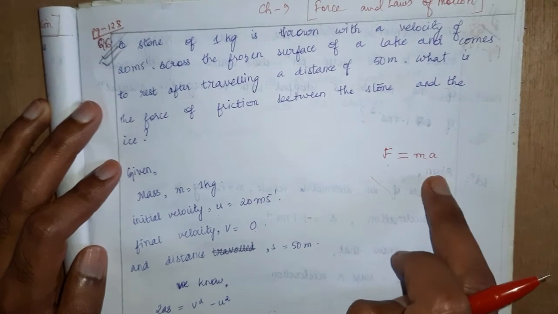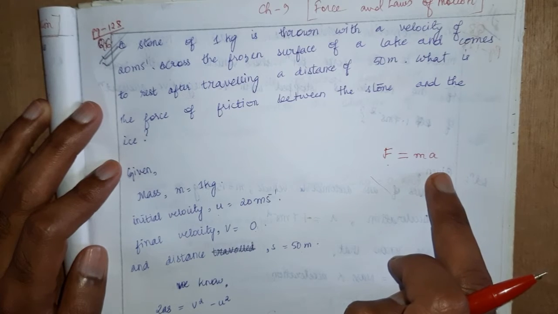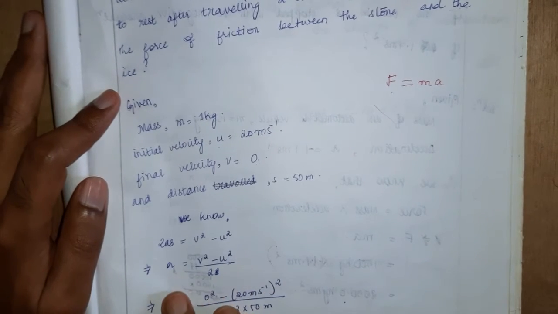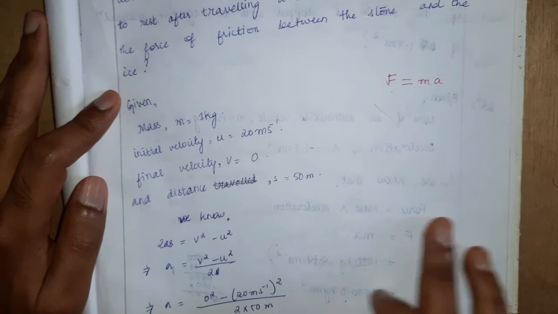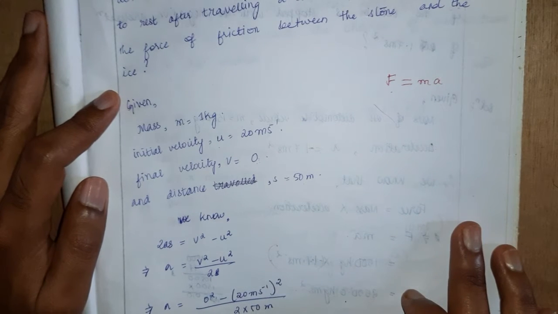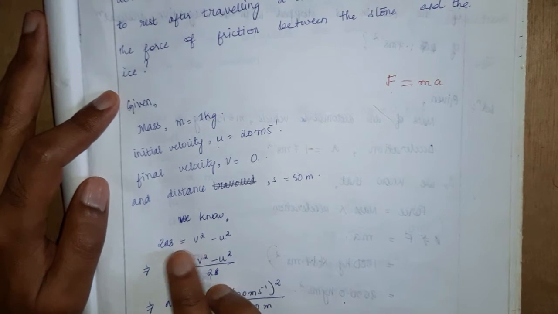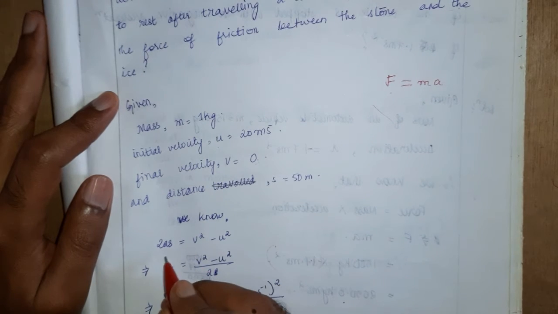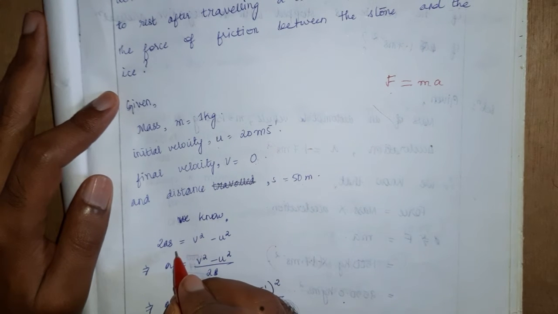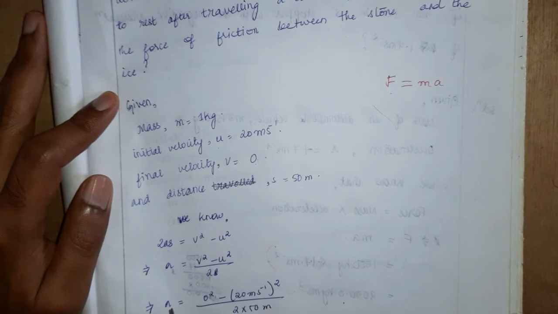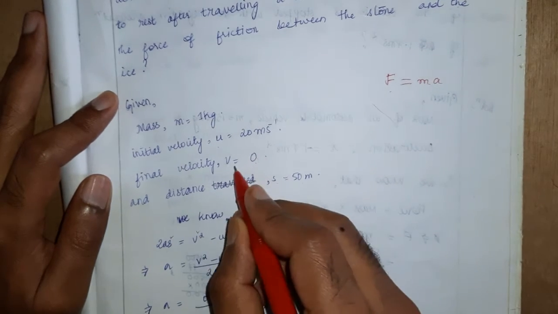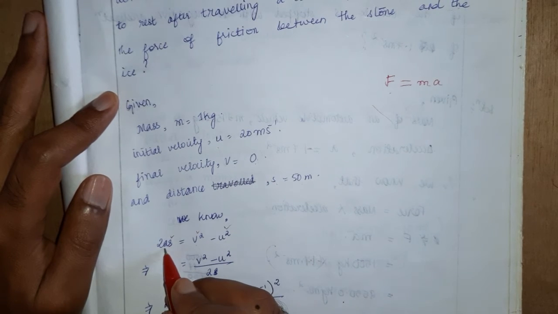If you can find out this acceleration, then we can use this formula. So to find out this acceleration, we have to use another formula. Which formula? Let's see. We know 2as equal to v square minus u square, one of the equations of motion. We have 3 equations of motion, and out of these, the third equation is 2as equal to v square minus u square, where s is known, v is known, u is known, so you can easily find out a.